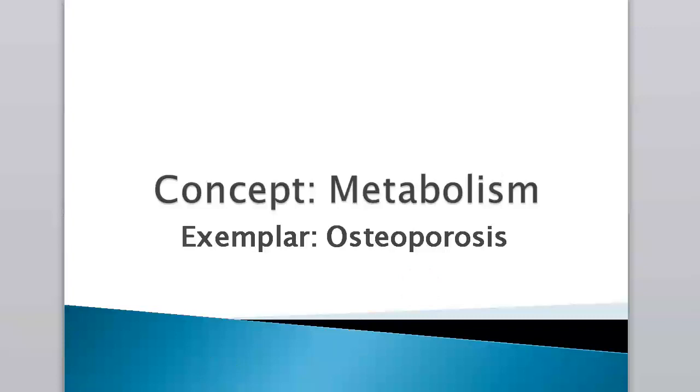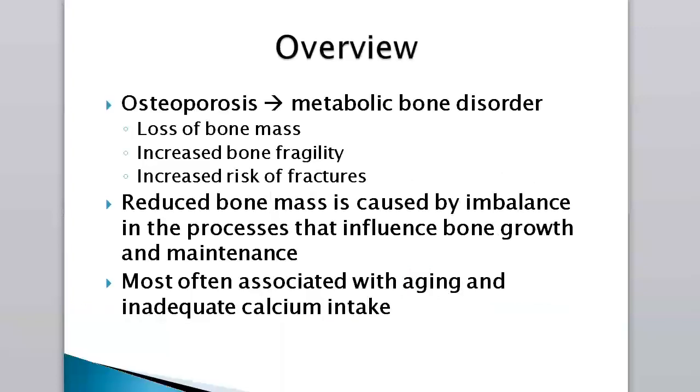And let's look at what osteoporosis is. It's a metabolic bone disorder, loss of bone mass, increased bone fragility, and a person will have increased risk of fractures. The reduced bone mass is caused by imbalance in the processes that influence bone growth and maintenance, and it's most often associated with aging and inadequate calcium intake. And we can also pretty much define osteoporosis as porous bones.